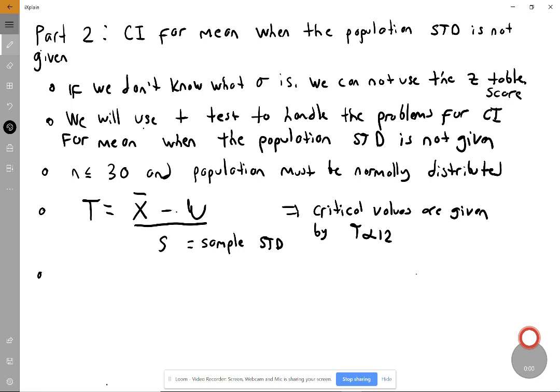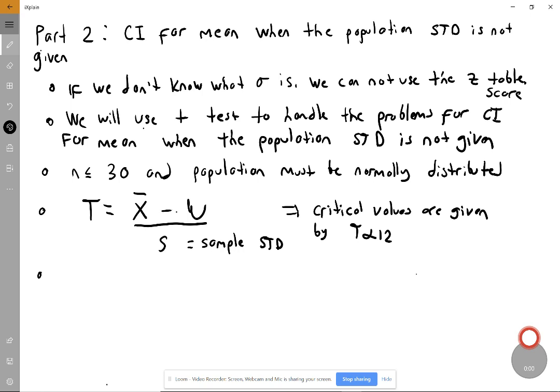T-test is also used in confidence interval for mean when the population standard deviation is not given. So making the long story short, t-test has different purposes, and this lecture is designed to cover the fundamentals of t-test and how t-test is applied in confidence interval for mean related problems. Okay? All right.